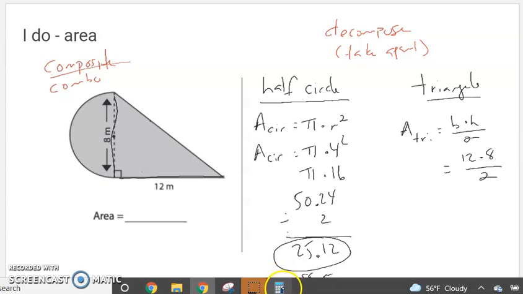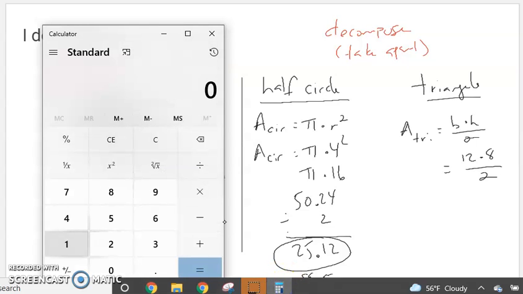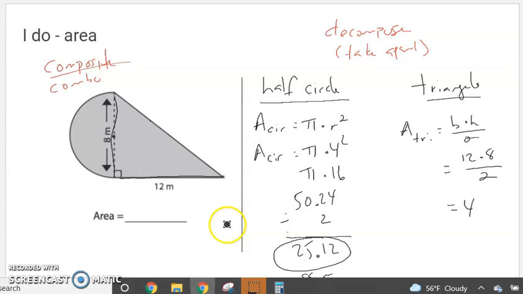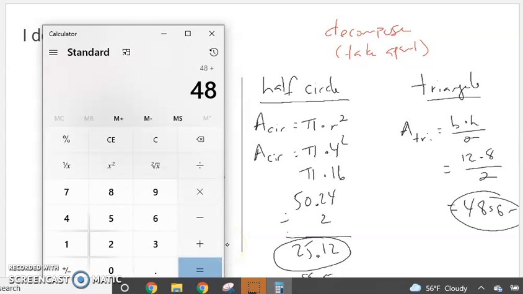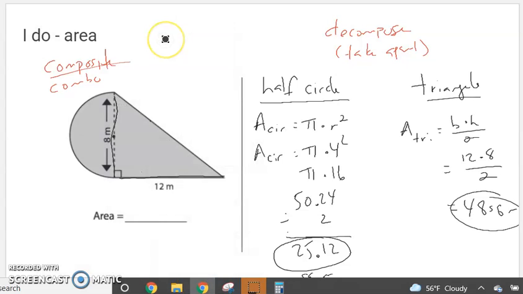And then after we find that, we're of course going to also divide it by 2. I'll do that real quick on here, and we'll have both parts. I'm going to add them together. 12 times 8 is that. Divided by 2 is 48. So the triangle has an area of 48 square meters. And that's what we need. We just have to add those together, and we've got it. So 48 plus 25 and 12 hundredths. Hopefully no big thing. 73 and 12 hundredths square meters. So hopefully not too bad. Just find the parts, add them together. That's an area example.